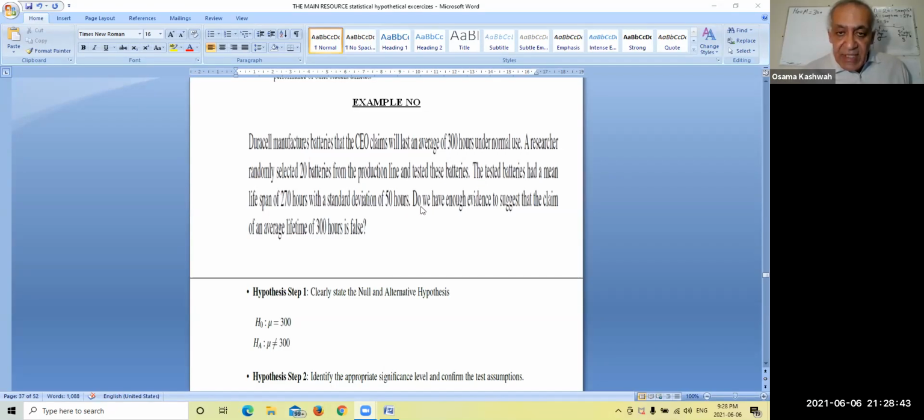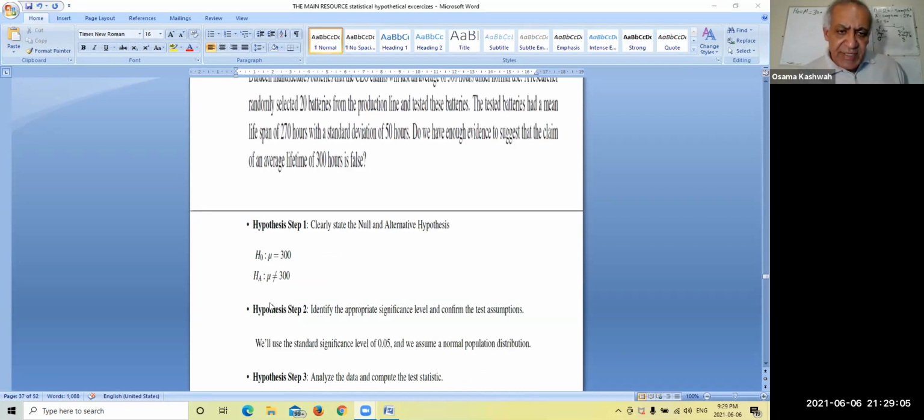They tested the batteries. Do we have enough evidence to suggest that the claim of an average lifetime is false? He didn't say greater than and he didn't say less than. For that reason, look at this: he made it unequal.